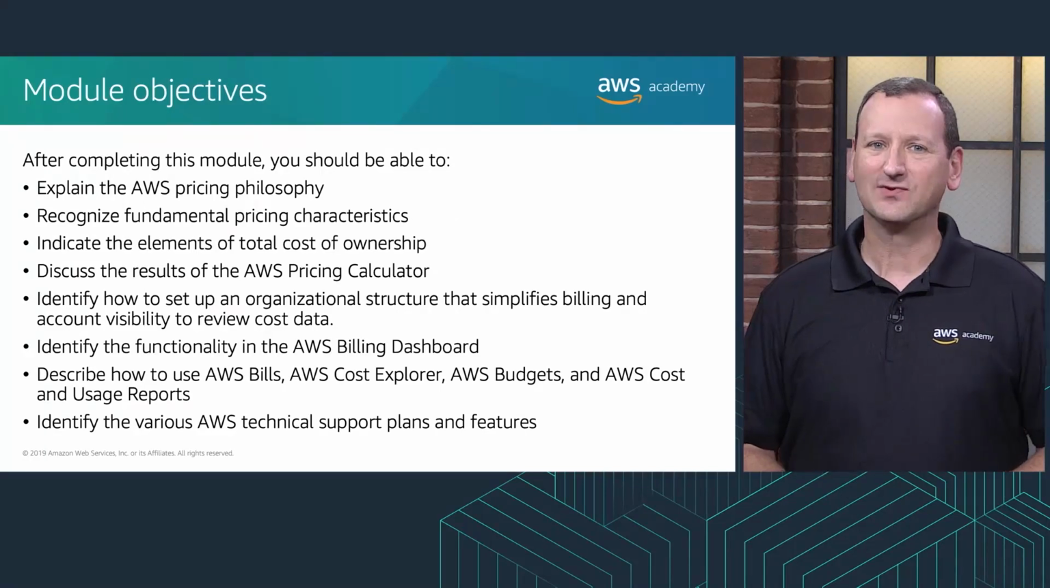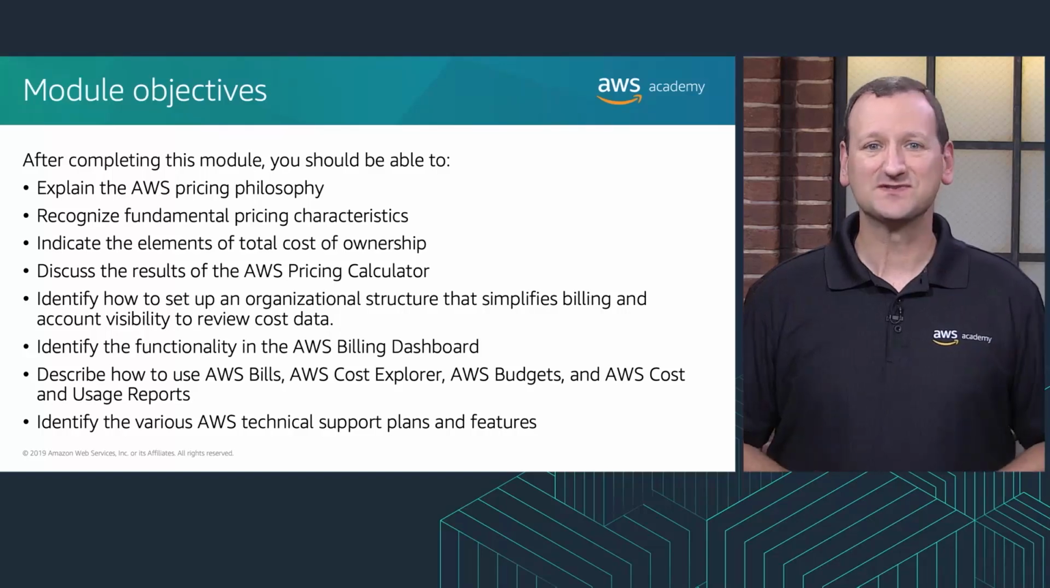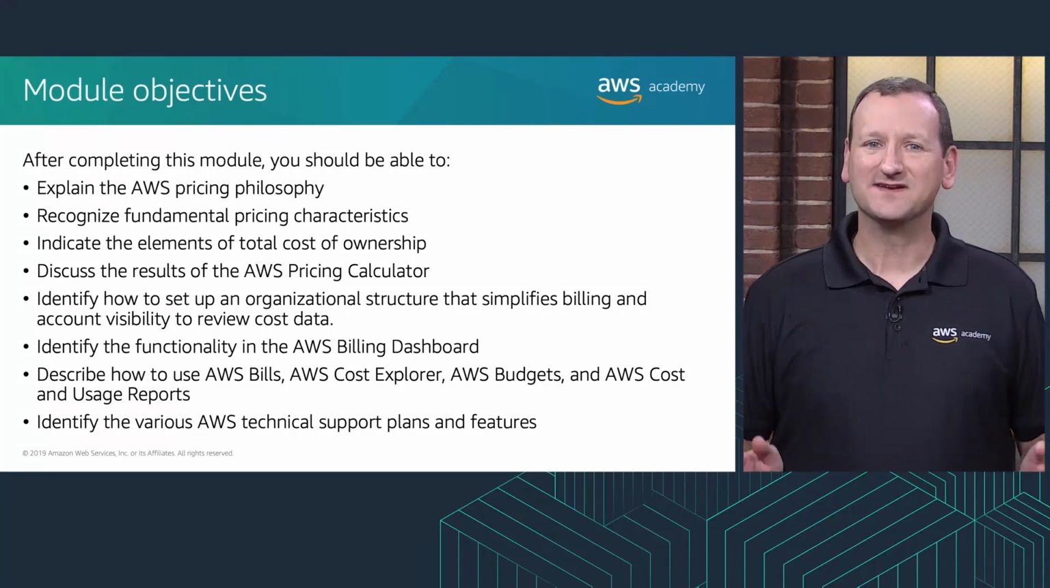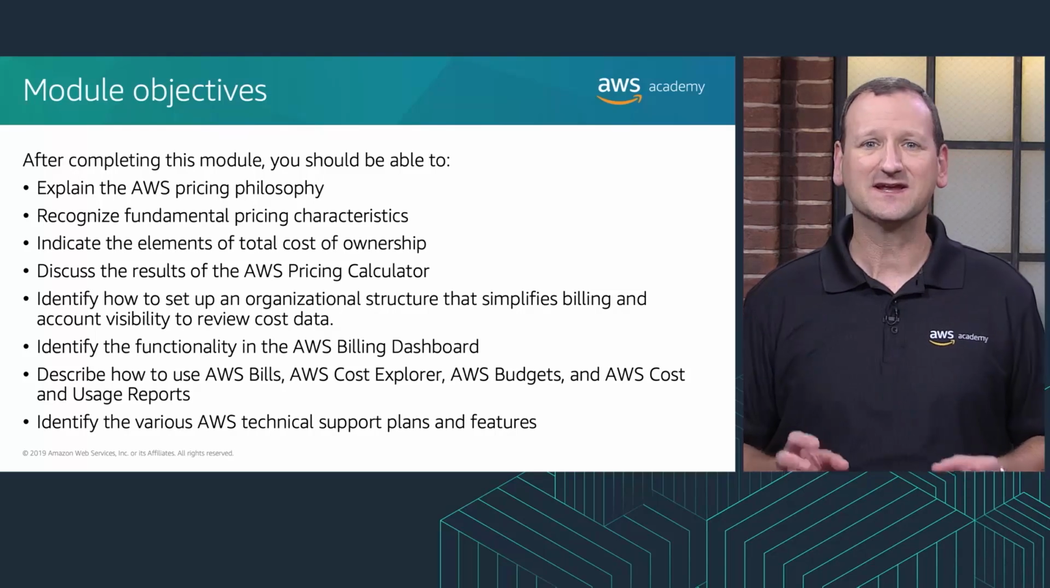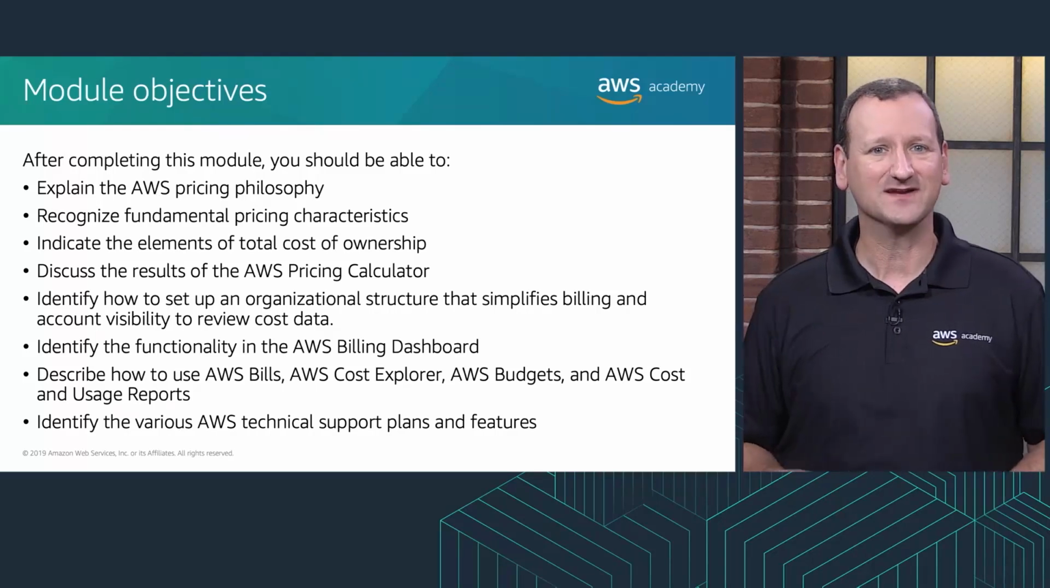After completing this module, you should be able to explain the AWS pricing philosophy, recognize fundamental pricing characteristics, indicate the elements of total cost of ownership, and discuss the results of the AWS Pricing Calculator. You should also be able to identify how to set up an organizational structure that simplifies billing and account visibility to review cost data, and to identify the functionality in the AWS billing dashboard.